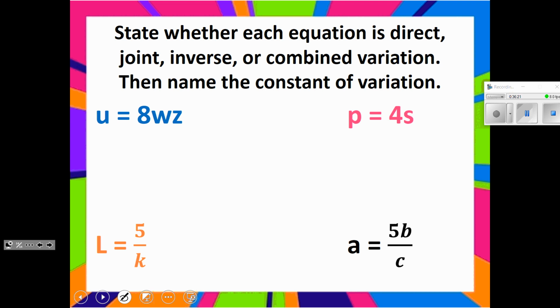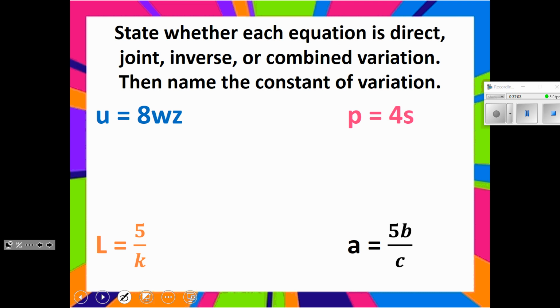All right, last thing I want to look at real quick. I want to know, is it direct, inverse, or combined? And then I want to name the constant of variation. What's the constant of variation? What do we know the constant as? What doesn't change? Which variable would that be? The K. That's all I want. I want you to tell me, what's the K? Okay, the number that doesn't change. I agree.